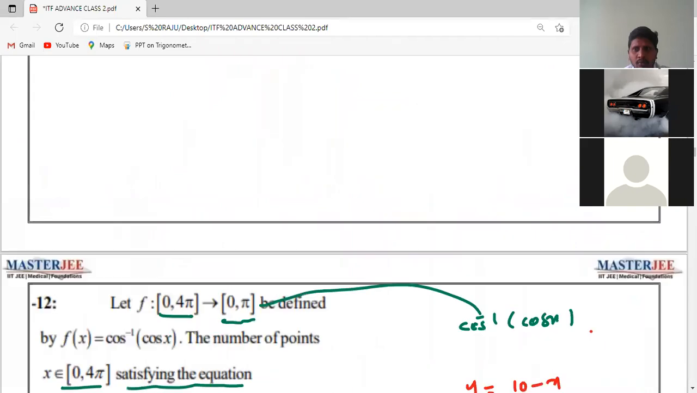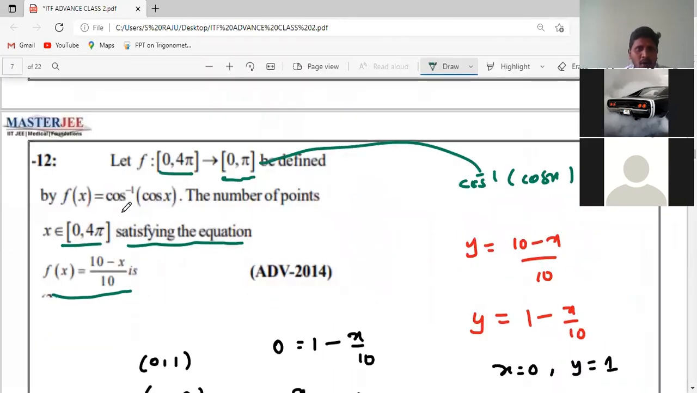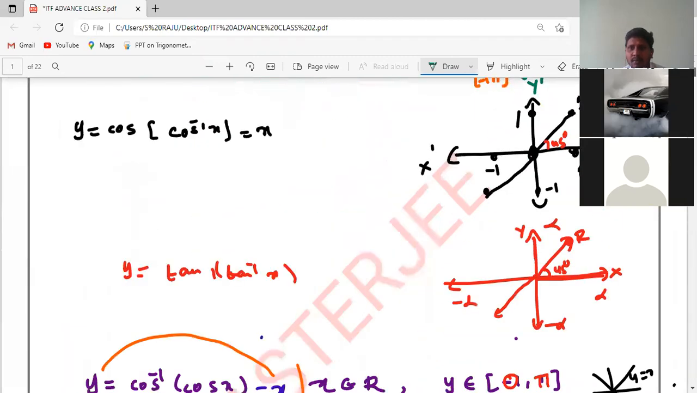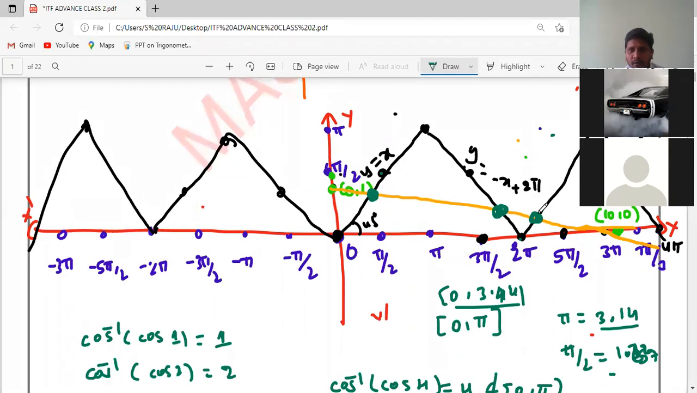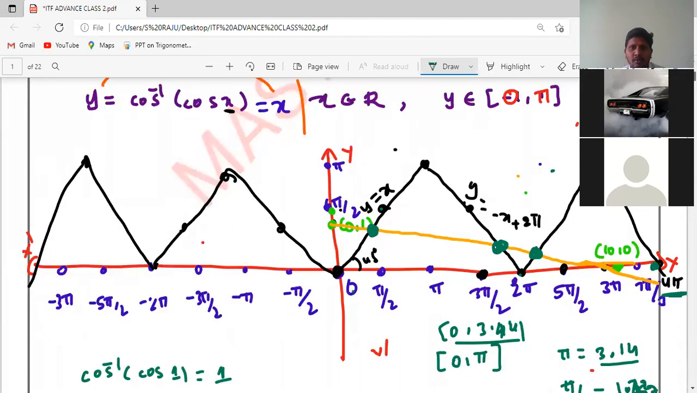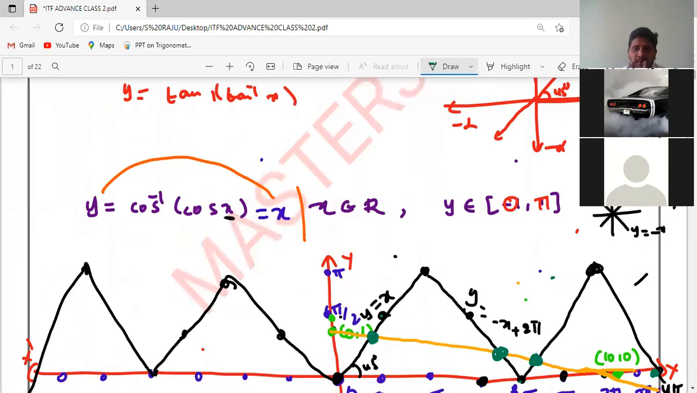Okay, so once you look at the question here, cos inverse of cos x, the number of points x belonging to 0 to 4 pi, satisfying the equation. Every such point will satisfy the given equation because all the points should lie on the curve. This point will satisfy the curve, and also here we are taking the graph from 0 to 4 pi alone. Okay, students. In the same way, try to draw the other periodic functions like sine inverse of sine x, tan inverse of tan x. Okay, try to do this.